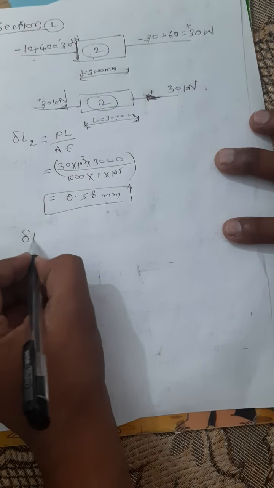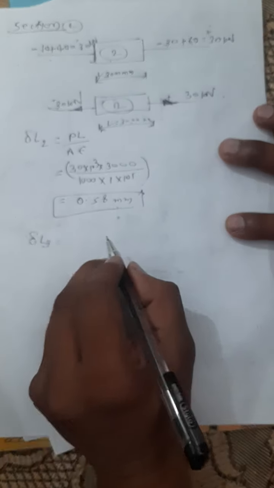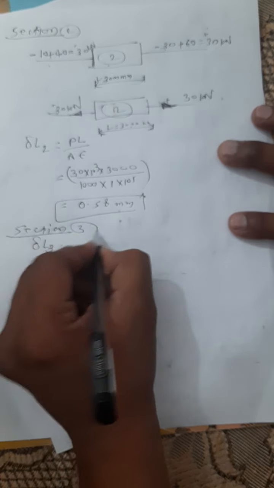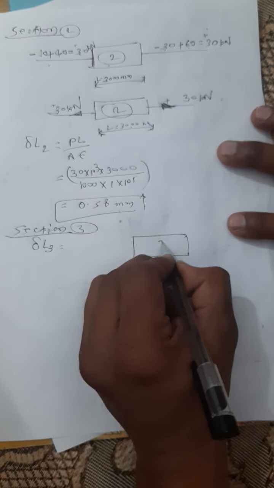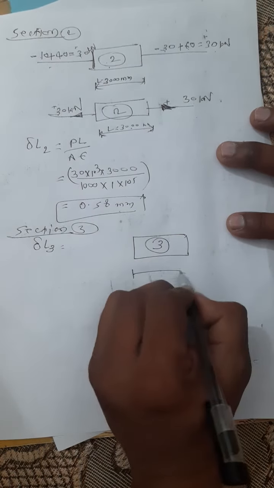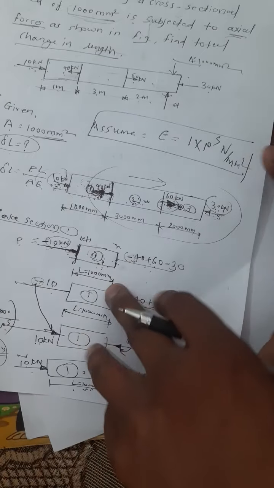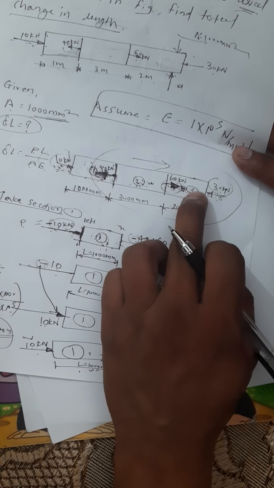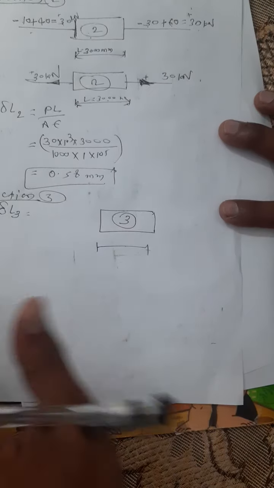Now next, force and change in length 3, which means section 3. So focus on section 3, my dear students. Section number 3, see, section number 3 having what? 2000 length. See, this is section number 3, having a length of 2000.